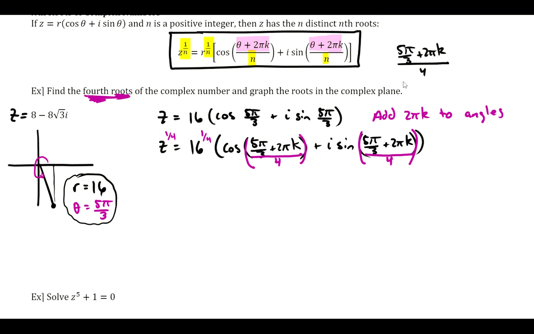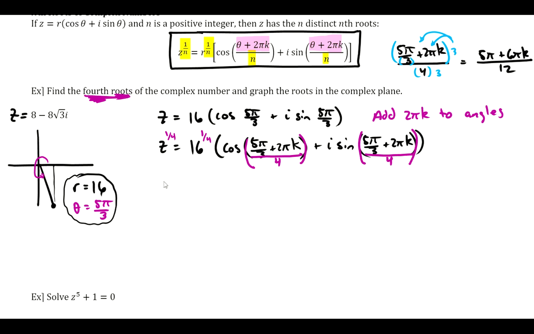Well, what I would do in this scenario to simplify is I see my small denominator is 3. So I would multiply the whole numerator by 3, the whole denominator by 3. That 3 in the numerator distributes. And so what this angle becomes is just 5 pi plus 6 pi k. And then 4 times 3 down below is 12. Okay, so that's what this angle now is.